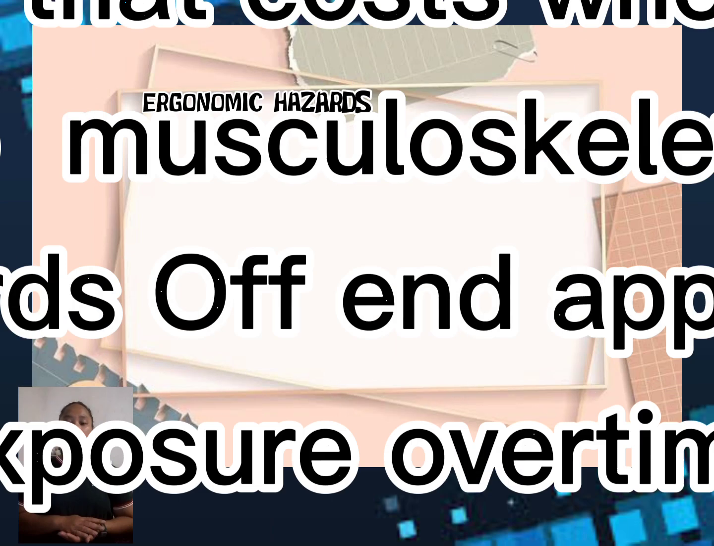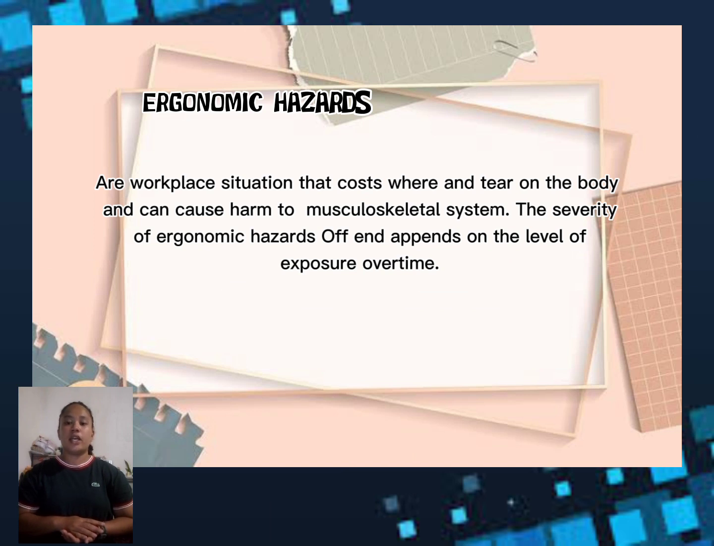Next is the ergonomic hazard. Ergonomic hazards are workplace situations that cause wear and tear on the body and can cause harm to the musculoskeletal system. The severity of an ergonomic hazard depends on the level of exposure over time. The ergonomic hazard mostly takes place with an improperly adjusted workstation and chair, frequently lifting, poor posture, using too much force, and vibration. Third is the physical hazard.